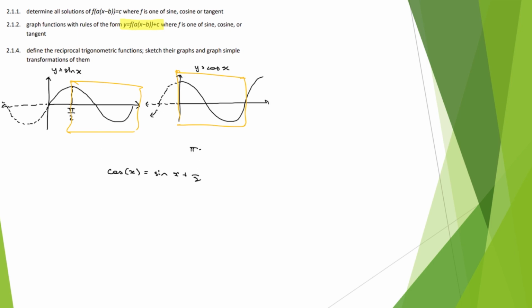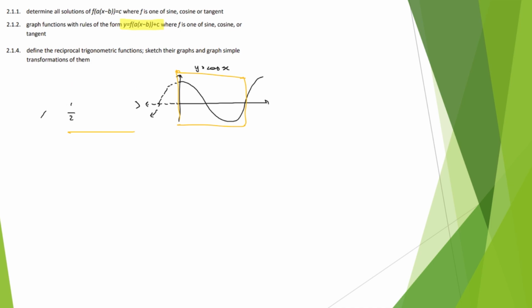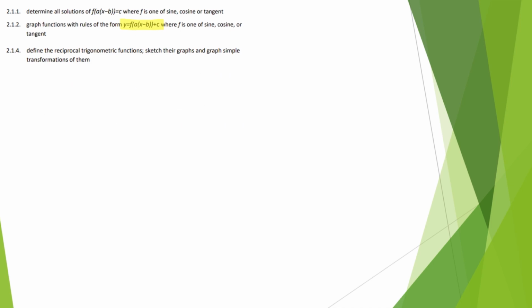Okay, now I've got that out of the way. I want to go over how to graph transformed trigonometric functions. For example, let's say we want to graph 2 sine 2x plus pi on 4, plus 3.